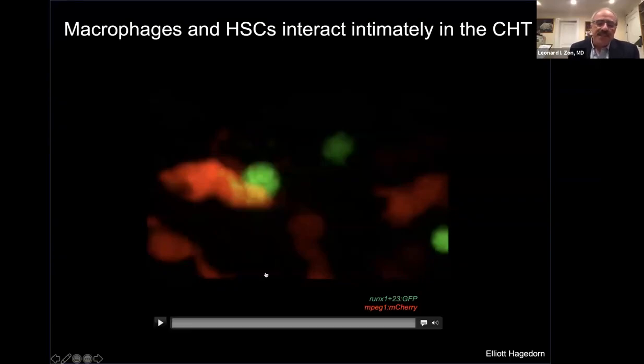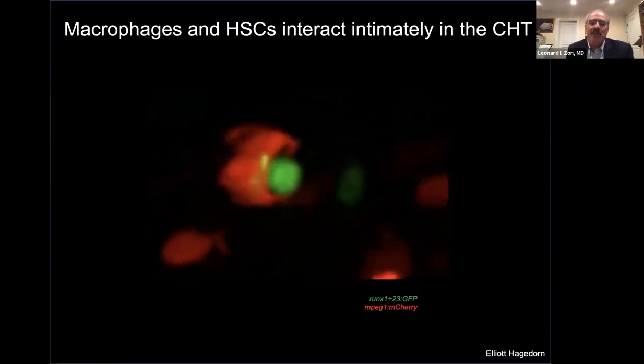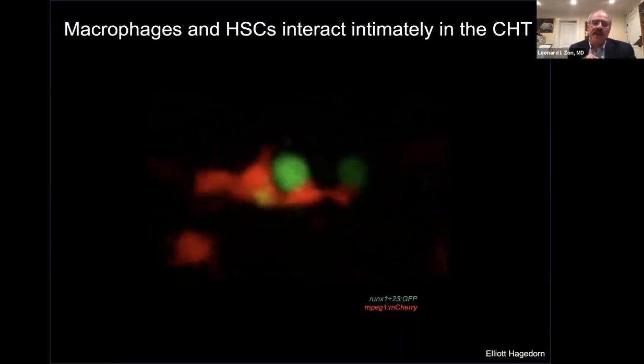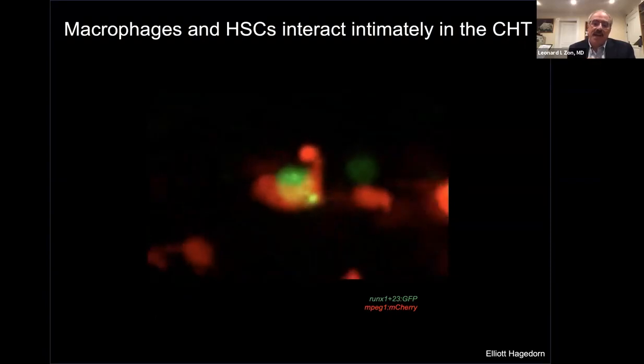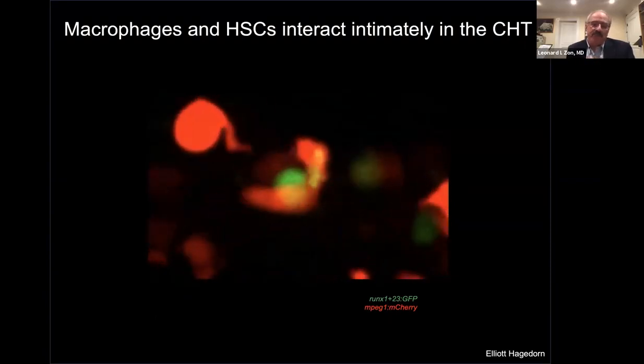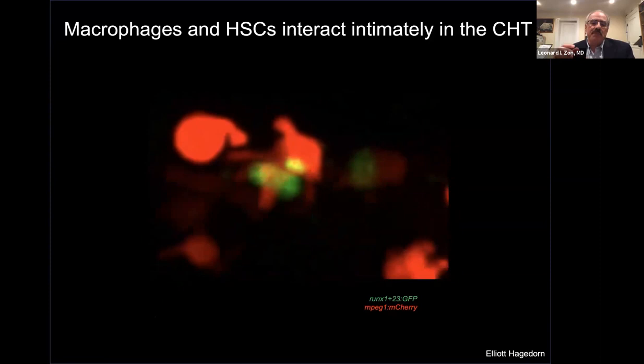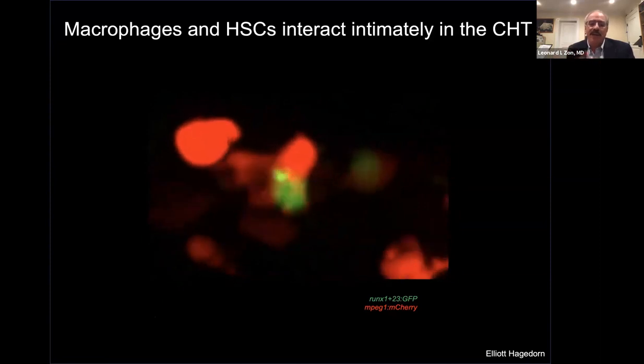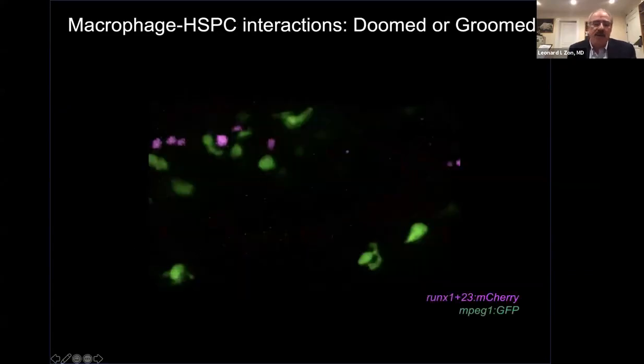So Sam was studying that fetal liver equivalent niche, and he had, along with Elliot Hagedorn, shown that these red macrophages would actually get very, very close to these stem cells and what we call groomed them. It would actually remove cytoplasmic material. You can see that green is moving. And this seemed to be a very intimate interaction, and we wondered what its purpose was. And so Sam went ahead and did some more imaging.